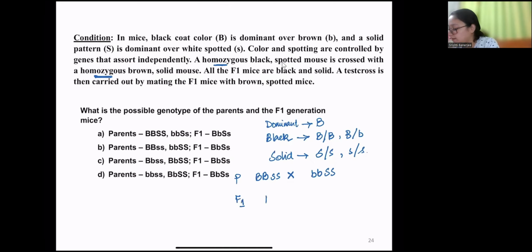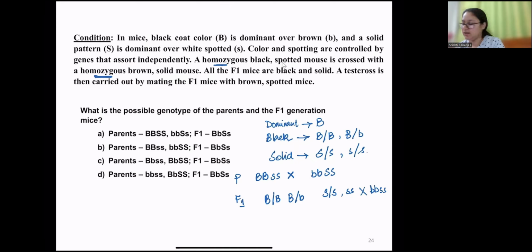Now, by black, what do we mean? It could be BB or Bb. And by solid, what do we mean? It could be SS or Ss. We are not sure about it. It's black and solid. Now we need to find that all the F1 are black and solid, with solid dominant. A test cross is carried out by mating this one with a brown and spotted one. Brown means brown and spotted.